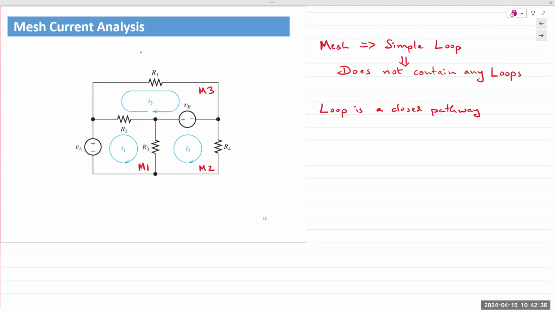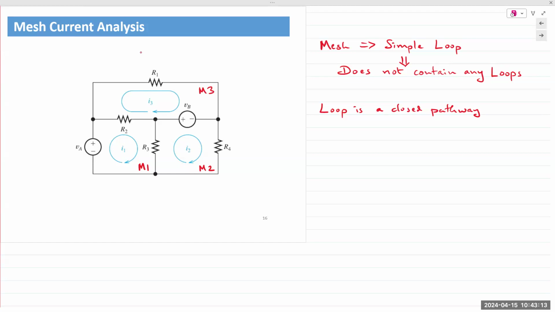Then the next thing to do is to assign mesh currents to each one of these meshes. The direction of the mesh current can be anything. You can choose clockwise or you can choose counterclockwise. In this example, there are 3 meshes, 3 mesh currents, and all 3 of them are going clockwise. That is always the direction that I choose. But again, as with node voltages, where you can assume any node is a reference node, it's the same case with mesh currents. You can choose any direction for your mesh currents. It does not really matter.